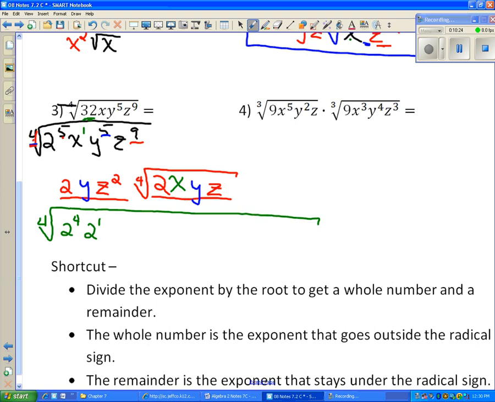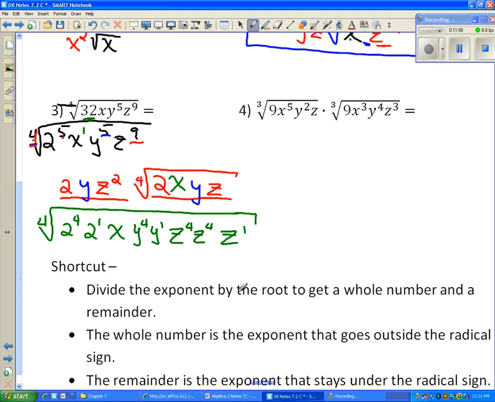X to the 1st. Well, there is no group of 4, so it's just an X. Y to the 5th is Y to the 4th, with one Y to the 1st left over. Z to the 9th is Z to the 4th, Z to the 4th, two groups of 4, with one Z left over. 4 plus 4 plus 1 is 9. So that's breaking it up into groups of 4.